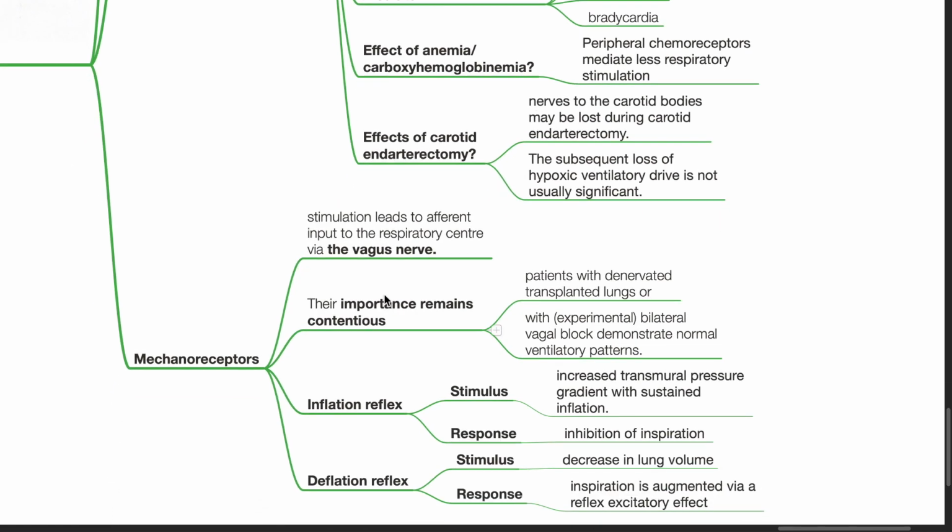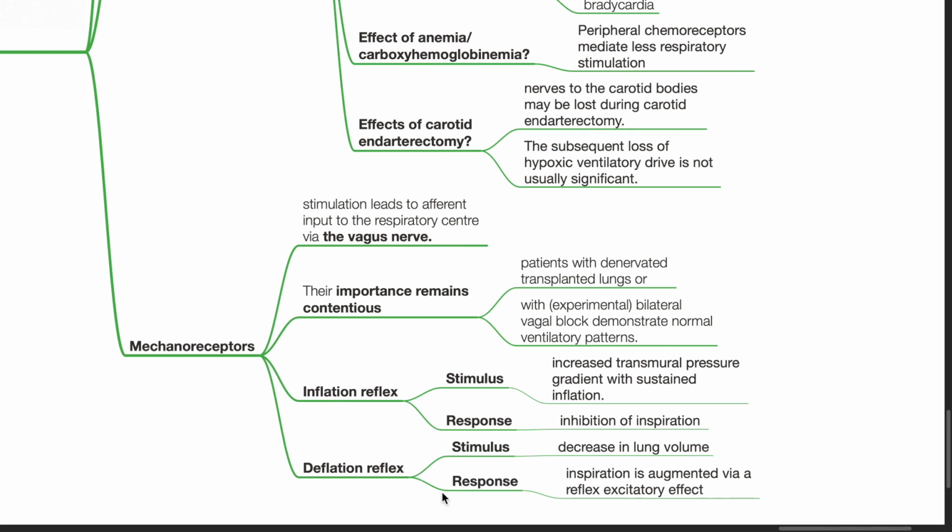Mechanoreceptors. Stimulation of these leads to afferent input to the respiratory center via the vagus nerve. Their importance remains contentious, as patients with a denervated transplanted lung or with bilateral vagal block demonstrate normal ventilatory patterns. The inflation reflex: the stimulus is increased transmural pressure gradient with sustained inflation, and the response is inhibition of inspiration. Deflation reflex: the stimulus is a decrease in lung volume, and the response is that inspiration is augmented via a reflex excitatory effect.